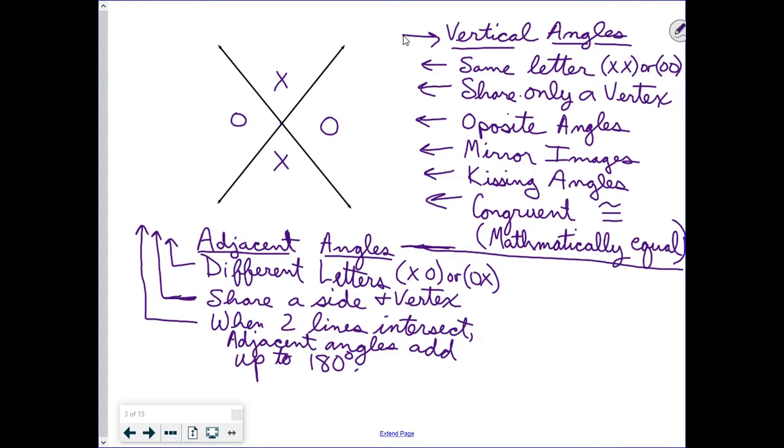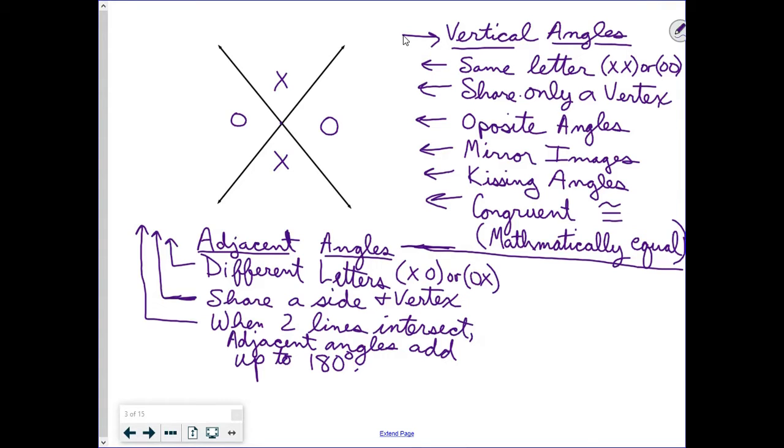And those two angles, because they're mirror images of each other, are congruent, meaning that they are mathematically equal in size. So the pair of X angles are the same size. They're both acute angles of the same measure. And the two O angles are both obtuse angles of the same measure.